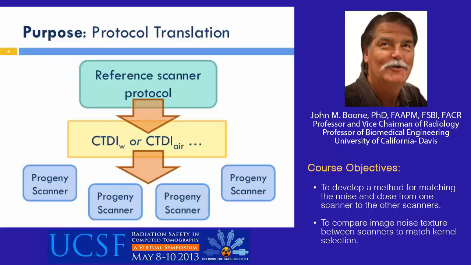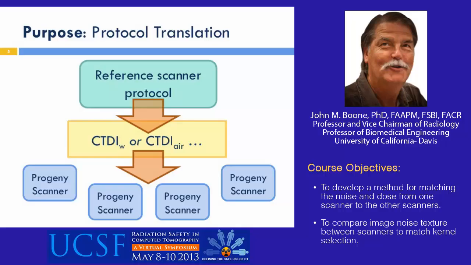With respect to protocol translation, the idea here is to use a reference scanner for the protocol, the one that has been worked on by the radiologist and has satisfactory protocols. But then we need to use some form of a translation metric and use that metric to come up with new protocols for a variety of different progeny scanners. Progeny scanner just refers to other scanners that you want to match the original scanner's protocols to.